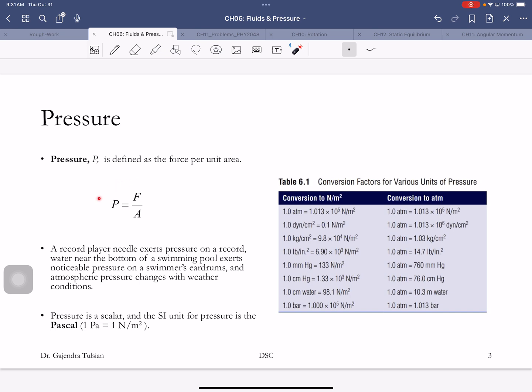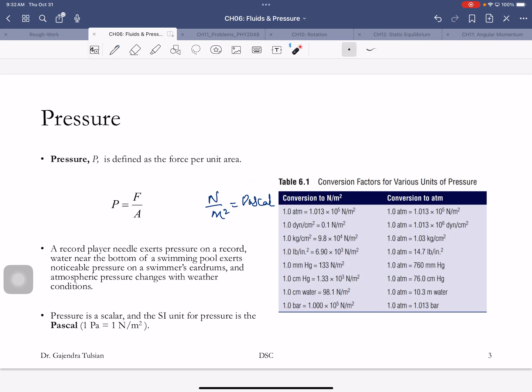So pressure is defined as force per unit area. The units would be, force is measured in newtons, area in meter square. Those are the SI units. Newton per meter square is called a Pascal. So the SI unit for pressure is the pascal.